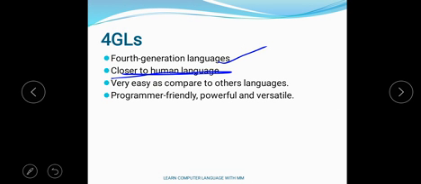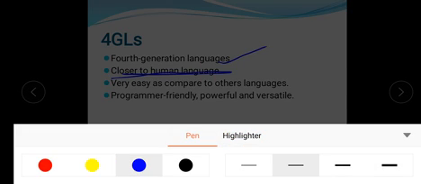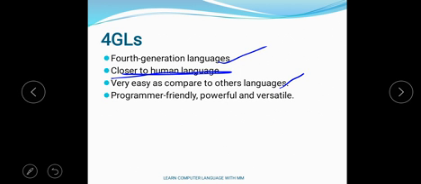Yes, it allows multiple common operations to be performed with a single programmer-entered command. That's why it is very different from machine language, assembly language, or our third language, the high level language. It is very programmer friendly, powerful, and versatile.